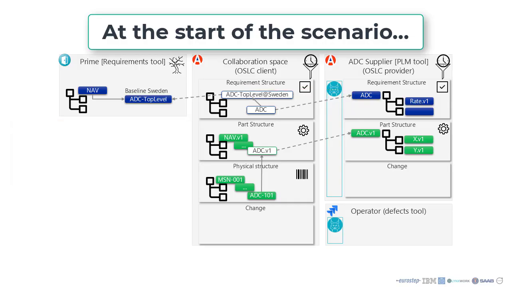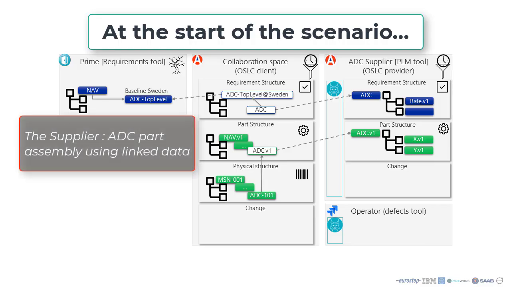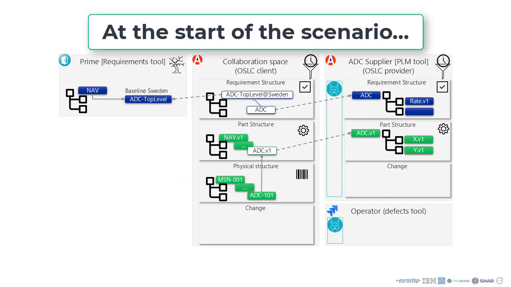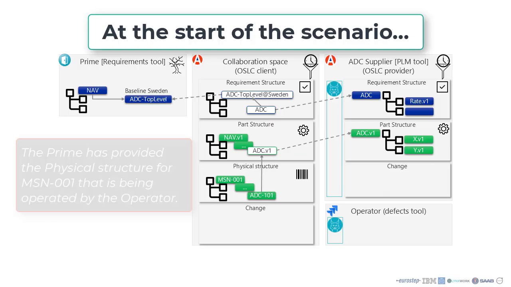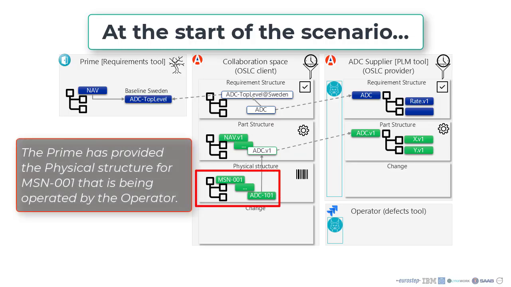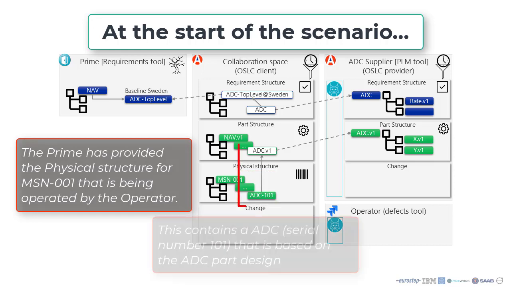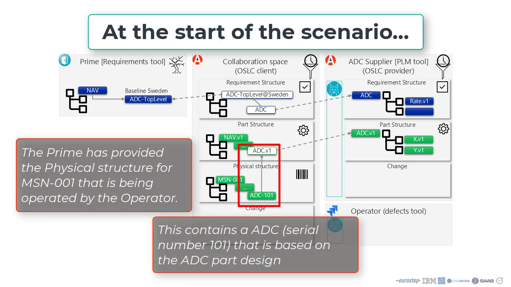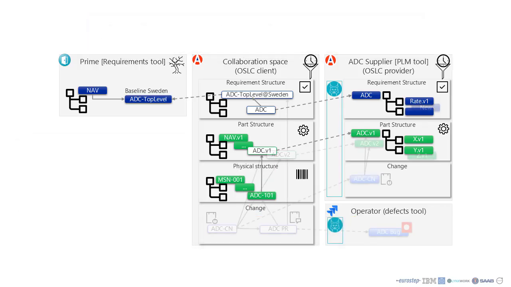The prime has added a part structure for the navigation equipment assembly to the collaboration space, and the ADC supplier has shared an ADC assembly using linked data and added this to the navigation assembly. Finally, the prime has provided the physical structure that is being tested by the operator, and this includes an ADC with serial number 101. This references the ADC part as the design.